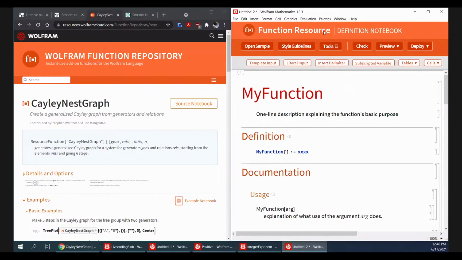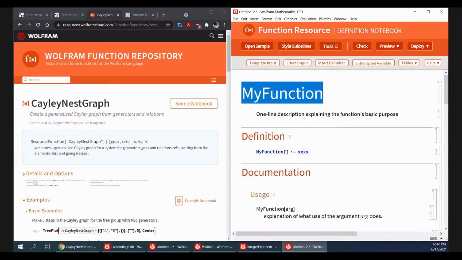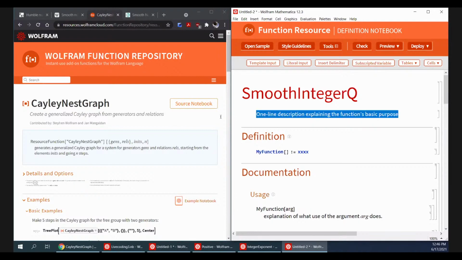Okay, so this is a blank function repository notebook. And the first thing that goes on is you type in the name. So we were calling it SmoothIntegerQ. That's the name of the function. And we need one line explaining its basic purpose.